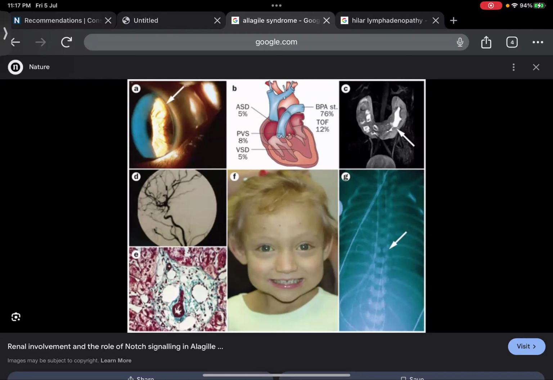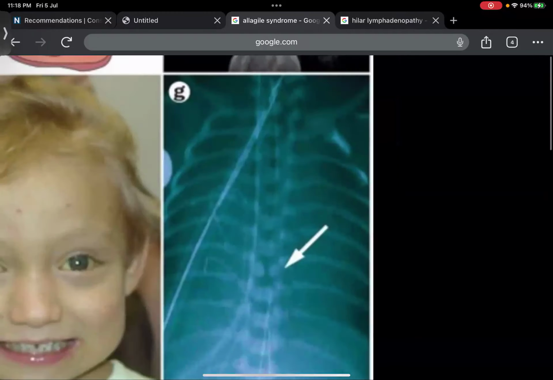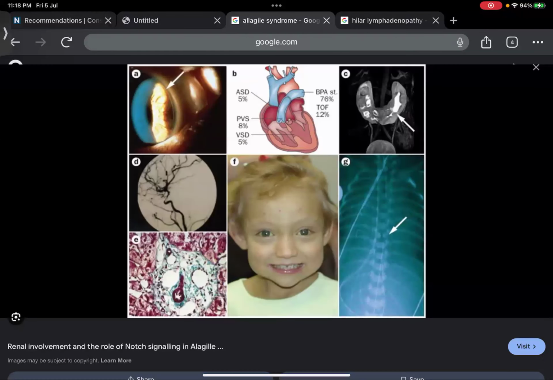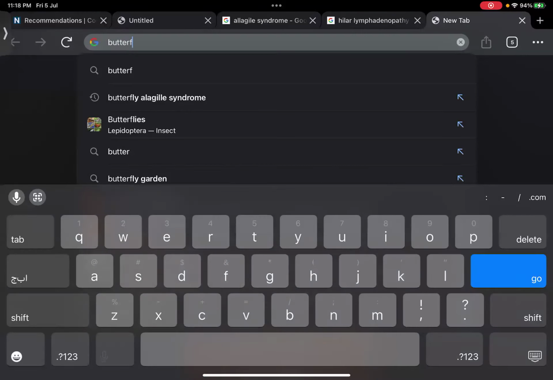Now, there are 3 things they ask in the exam. Peripheral pulmonary stenosis is something they don't ask in the part 2 exam because it's very basic. Alagille syndrome is associated with peripheral pulmonary stenosis. Commonly, they ask about the butterfly vertebra. I think I'll go for a better picture of the butterfly vertebra, because this is again one of the findings.